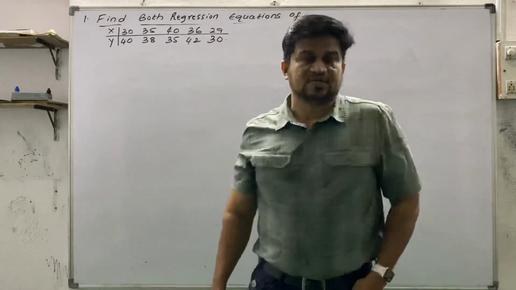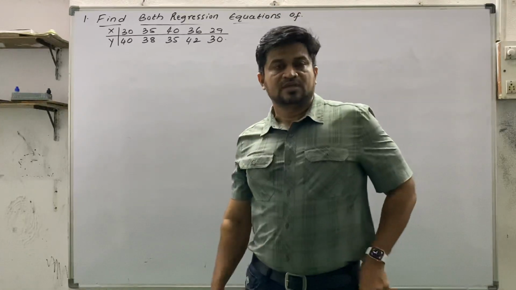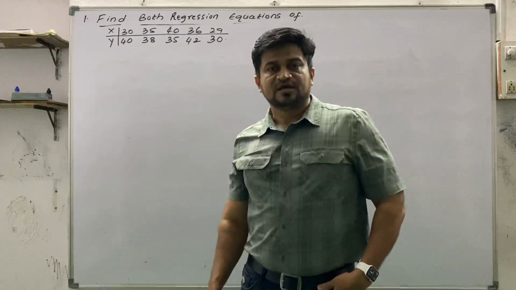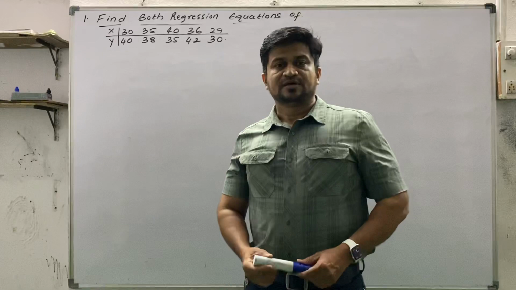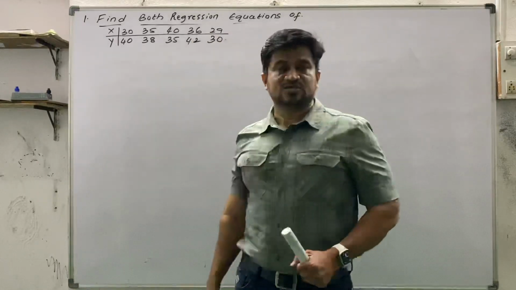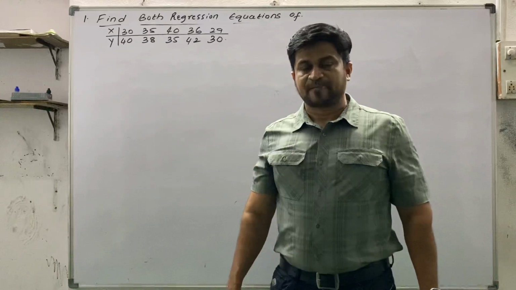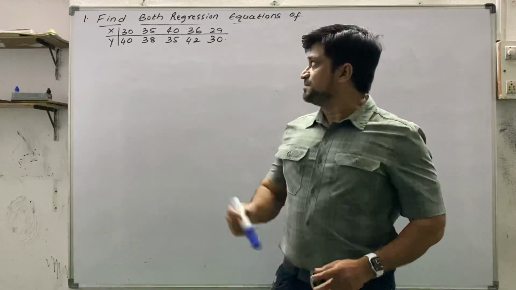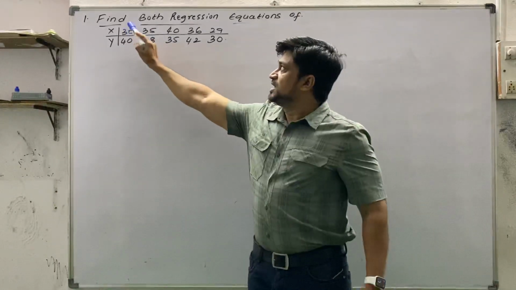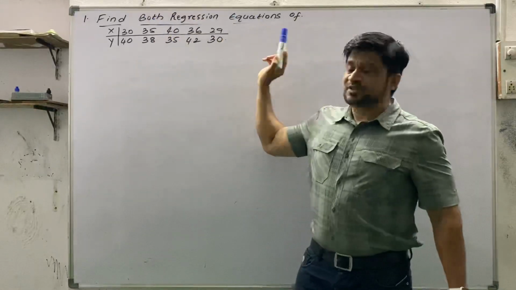Whatever we discussed earlier in the first video, in the first part, there are three types of formulas and three types of questions in regression analysis. So one 12 marks question you will get from that one. So you need to learn the formulas by heart. Then, to find both regression equations means what?